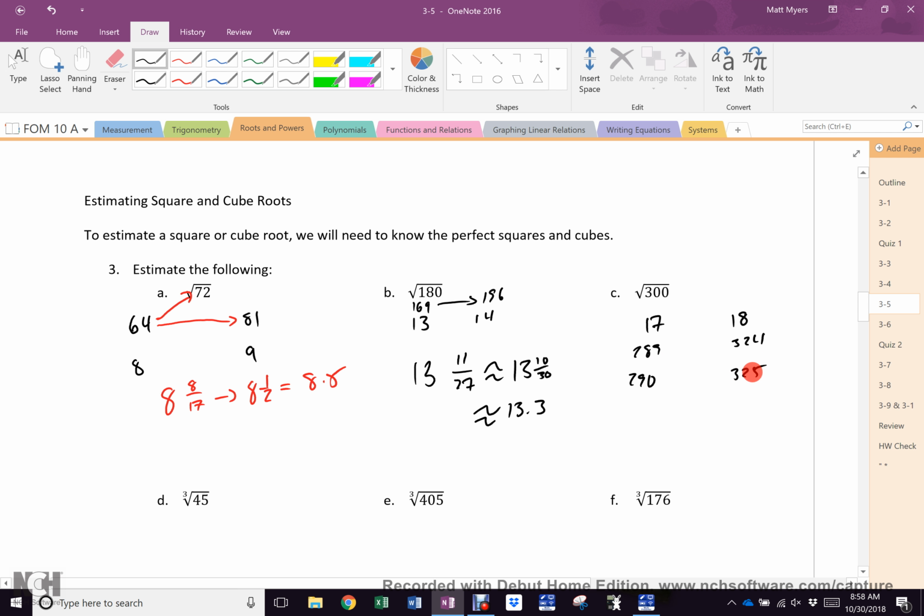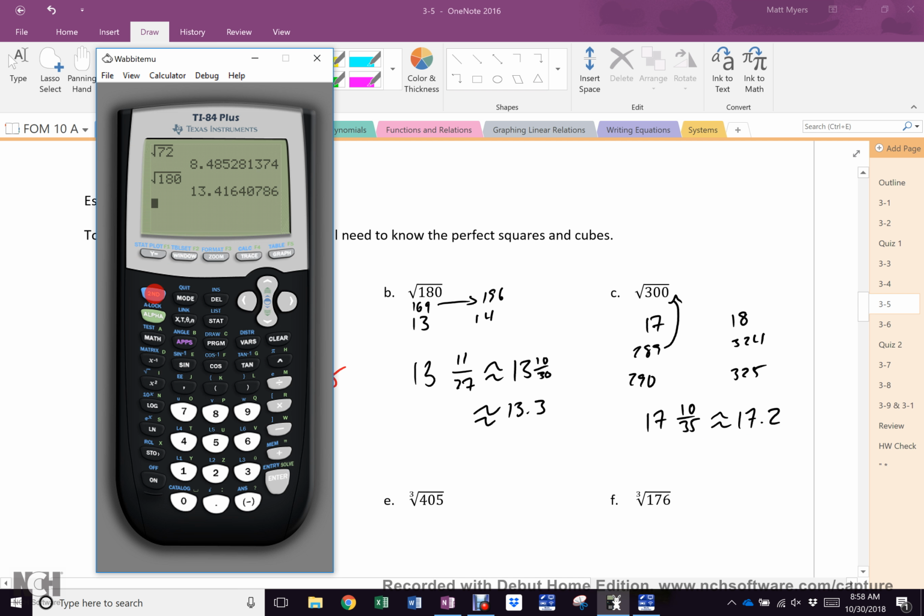What could I change the other to? 325. Now it's a 35-step gap, yeah? How far am I past 300? 10. 10 out of 35, right? Little less than a third, yeah? Well, if a third's 0.3, I want to go a little less than that, don't I? So what about 17.2? Let's check. Root 300. Whew, 17.3. Everybody good?